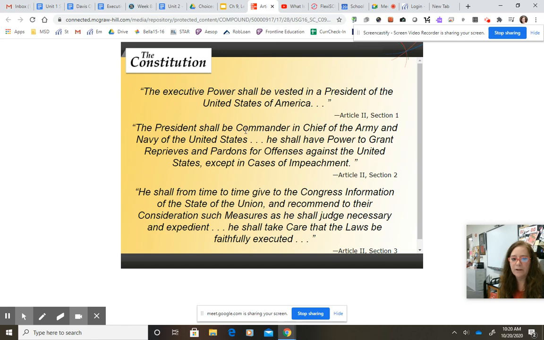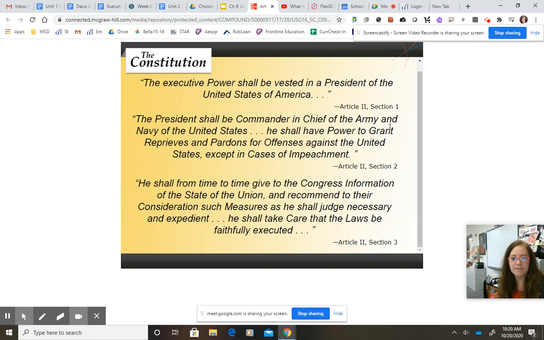He shall have power to grant reprieves and pardons for offenses against the United States, except in cases of impeachment, meaning that he can pardon people that have committed a crime unless they were impeached, because the impeachment would go through Congress, not through the president. He shall, from time to time, give to the Congress information of the State of the Union and recommend to their consideration such measures as he shall judge necessary and expedient. He shall take care that the laws be faithfully executed.